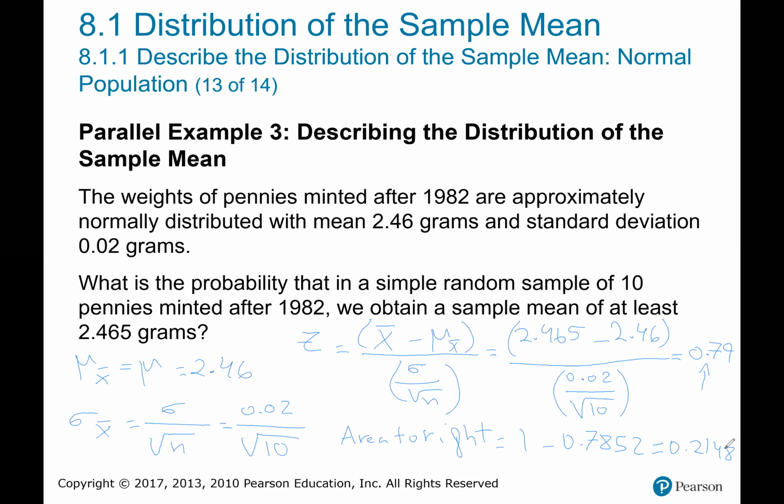So what is the probability that in a simple random sample of 10 pennies minted after 1982, we obtain a sample mean of at least 2.465 grams? The area to the right, the probability, is 0.2148. Okay, so let me erase this.